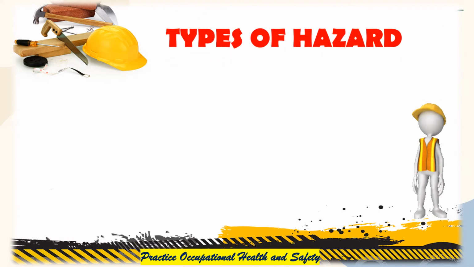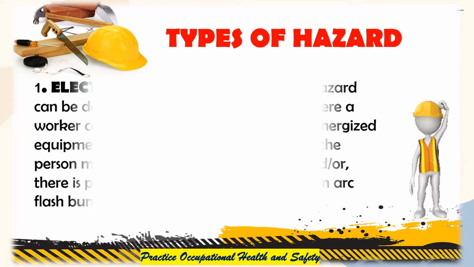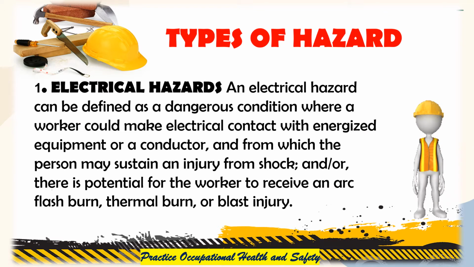Okay, so there are types of hazard. The first hazard is the electrical hazard. When we say electrical hazard, what is it? An electrical hazard can be defined as a dangerous condition where a worker could make electrical contact with energized equipment or a conductor, and from which the person may sustain an injury from shock, and there is a potential for the worker to receive an arc, flash burn, thermal burn, or blast injury.